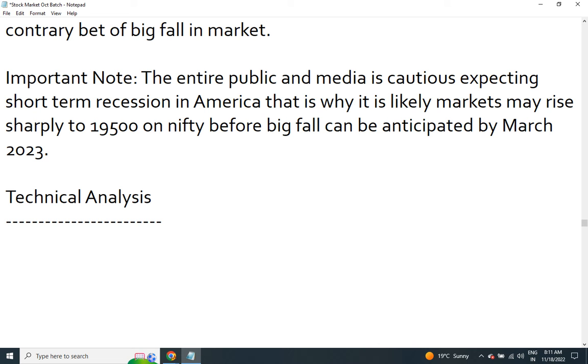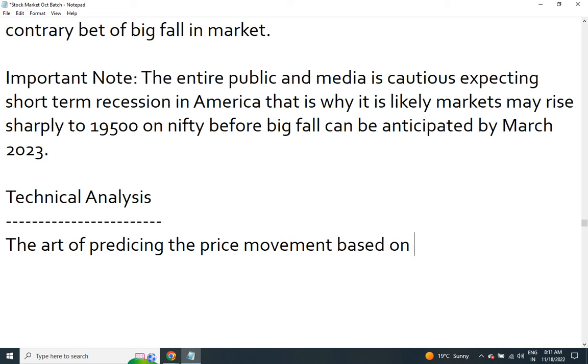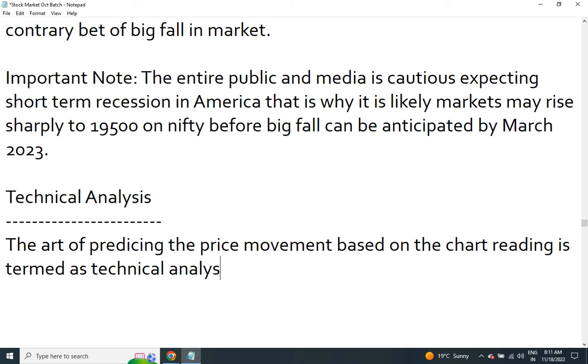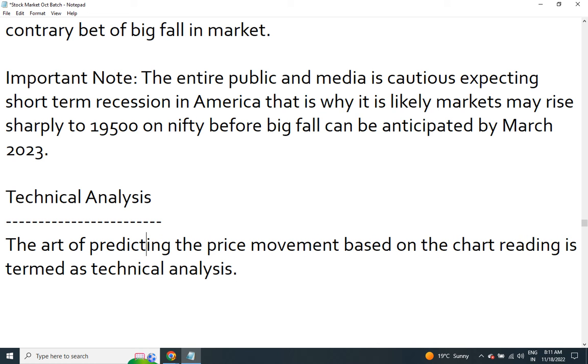Alright, so what exactly is technical analysis? The art of predicting the price movement based on the chart reading is termed as technical analysis.